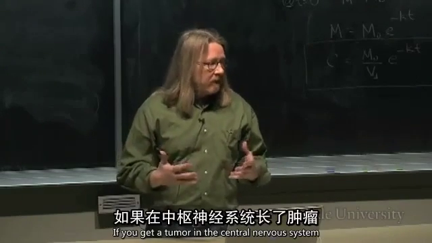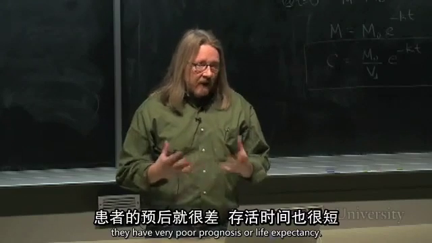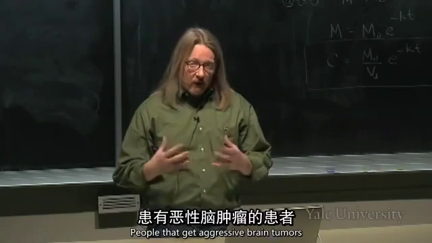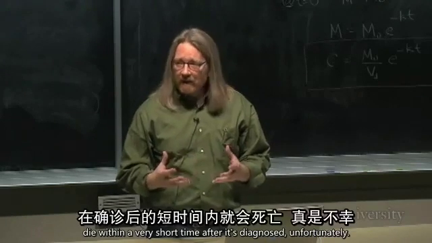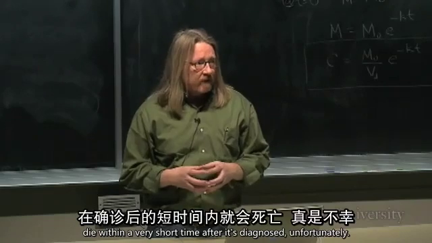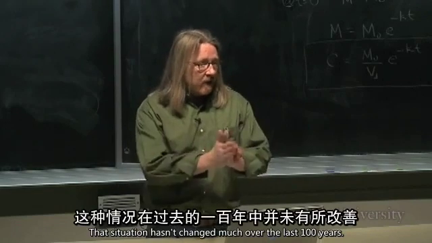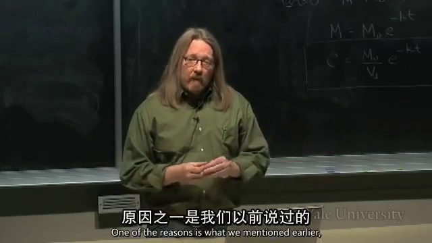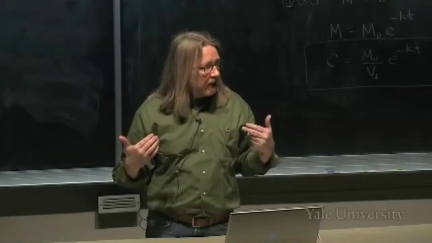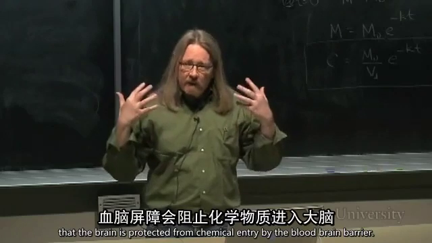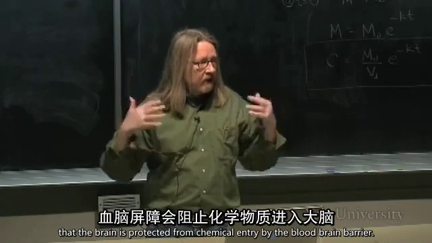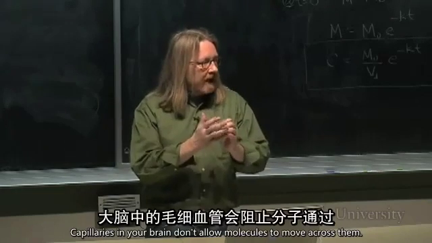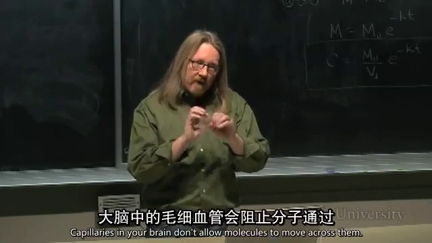If you get a tumor in the central nervous system, they have very poor prognosis or life expectancy. People that get aggressive brain tumors die within a very short time after it's diagnosed, unfortunately. And that situation hasn't changed much over the last 100 years. And one of the reasons is what we mentioned earlier, that the brain is protected from chemical entry by the blood-brain barrier. Capillaries in your brain don't allow molecules to move across them.